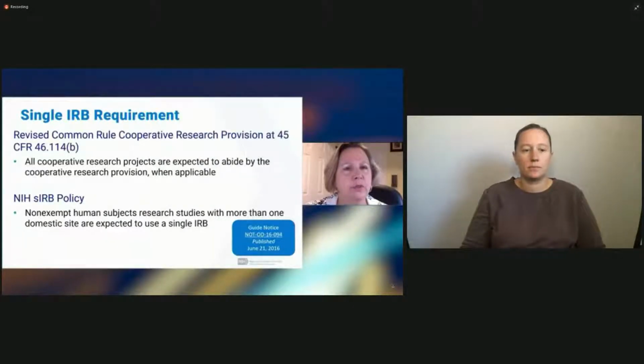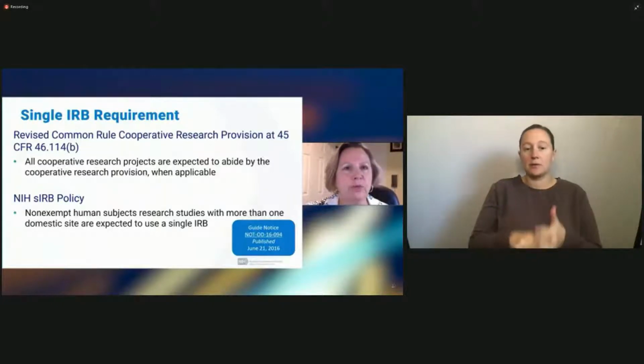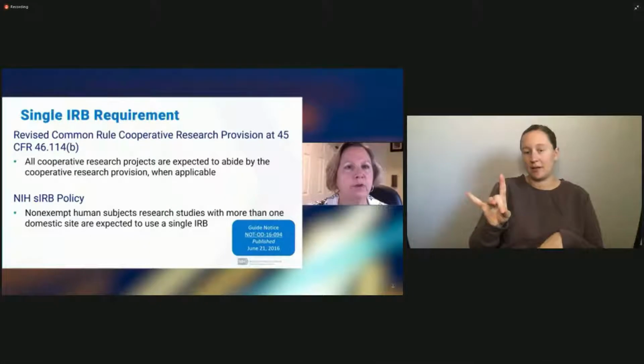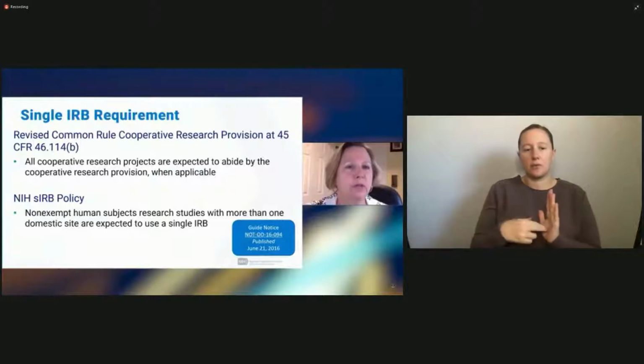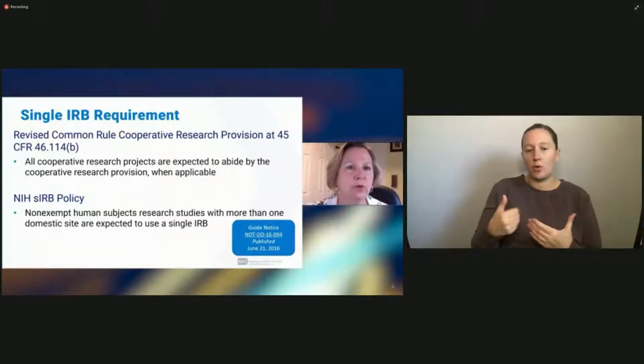So there are two similar but separate requirements for use of a single IRB. So the first is the NIH single IRB policy. It became effective in January of 2018. So it's been around for almost 4 years. The revised Common Rule Cooperative Research Provision compliance date was in January of 2020. So it's been around for almost 2 years as a requirement.